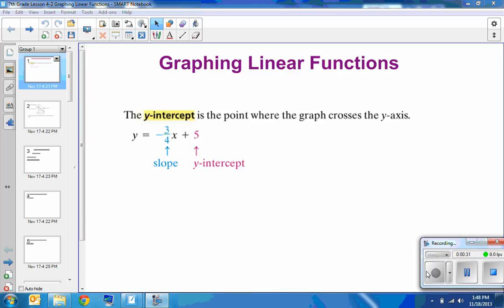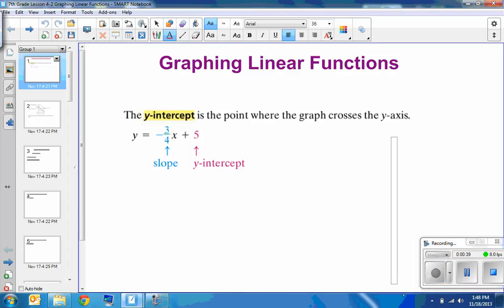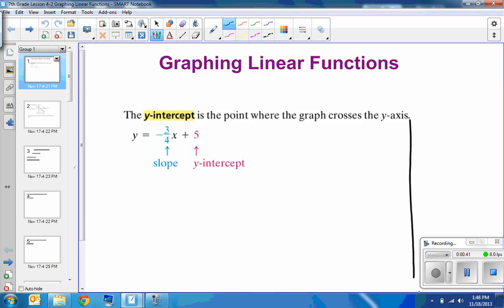So the y-intercept is the point where the graph crosses the y-axis. If I had a graph, this is my y-axis, so my y-intercept is where it crosses. Here it's at 5. I know my line's going to cross through at 5. The number that is next to the x is our slope that we've been learning about. So negative 3/4 would be our slope, and 5 would be our y-intercept.